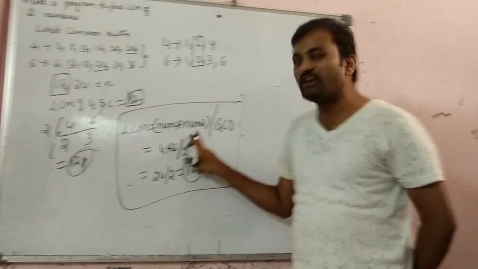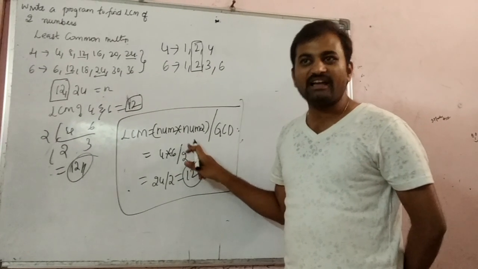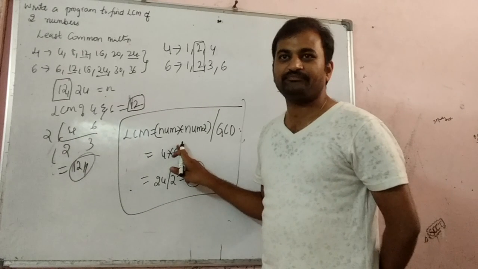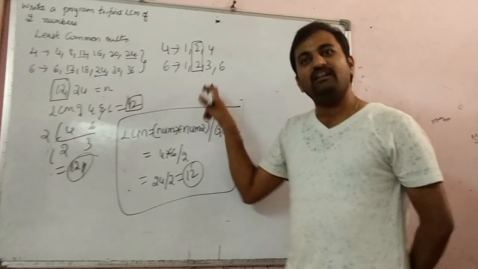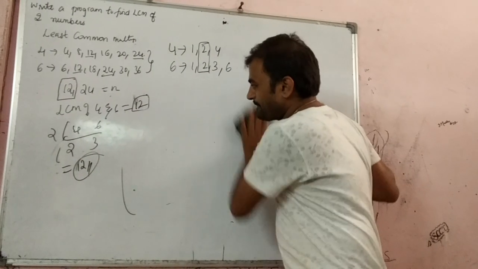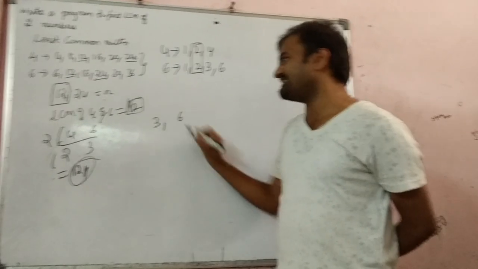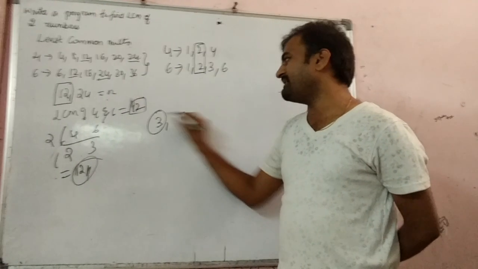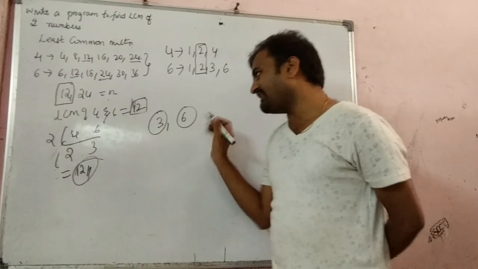And this is for when we take two numbers that are not prime numbers. For example, if one number is prime and another number is not prime, then what is your LCM? I am taking 3 and 6, where 3 is a prime number and 6 is a composite number. What is the LCM of 3 and 6?